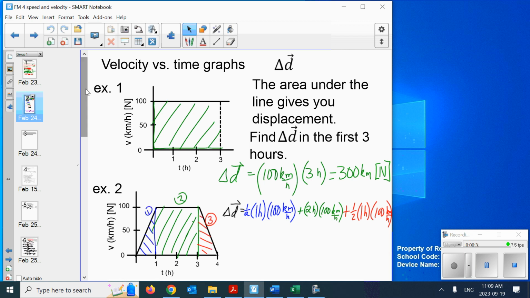Now, velocity time graphs are more abstract than position time graphs. This is fairly simple. You're going 100 kilometers for 3 hours. The idea is that the area under a velocity time graph gives you displacement, the distance and the direction that you moved from your original spot.